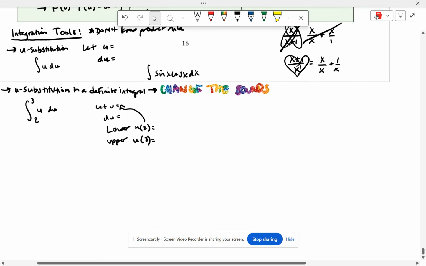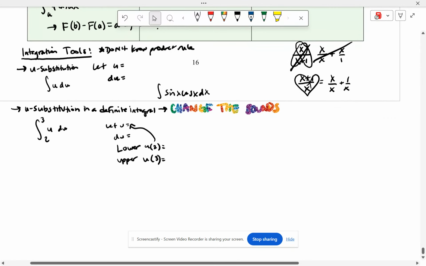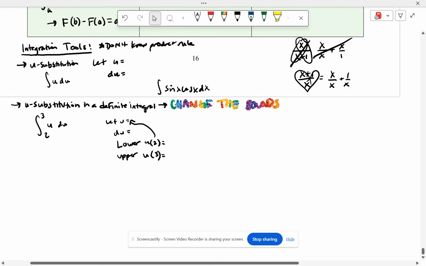Let's see. What's another mathematical tool you guys remember for making integrals look easier to work with? What if you had something that looked like this?